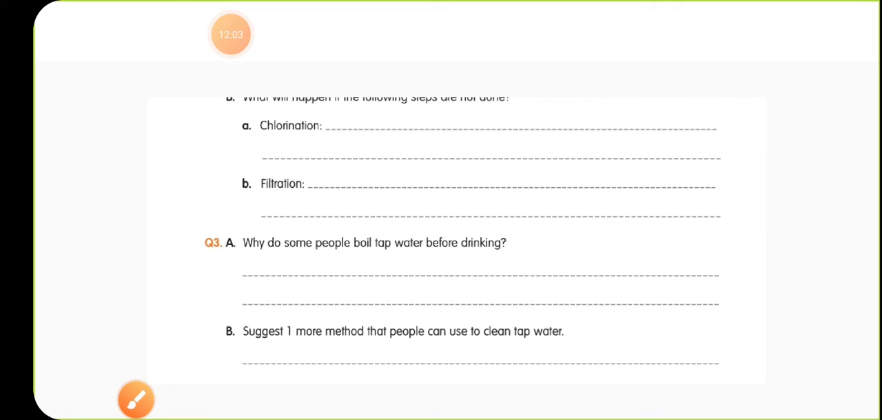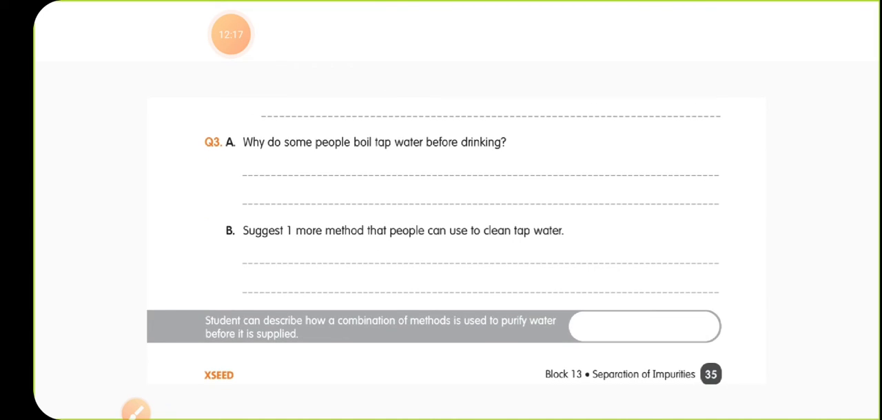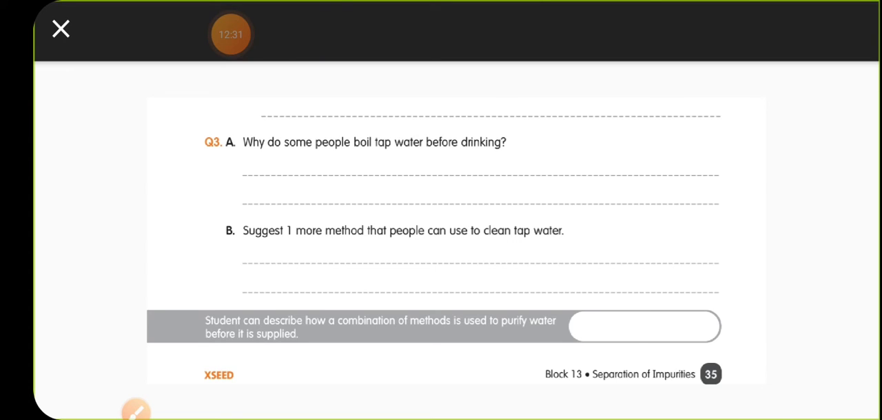Why do some people boil the tap water before drinking? Some people always boil the tap water before drinking to kill the germs present in the water. Suggest one more method that people can use to clean the tap water. That one more method is filtration. People are even filtering the water before using it.